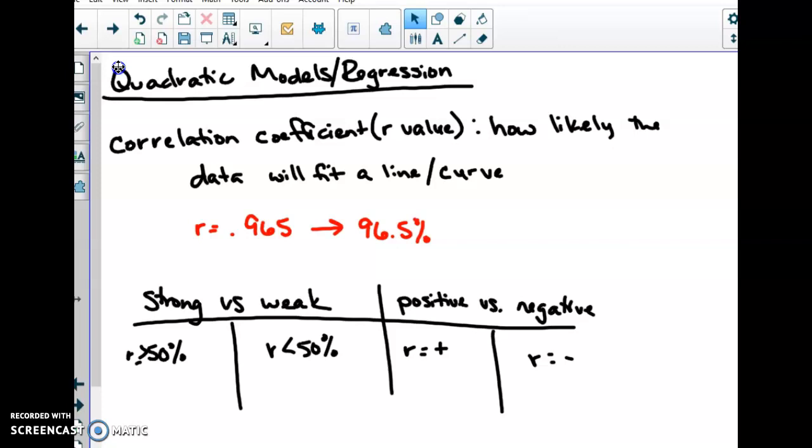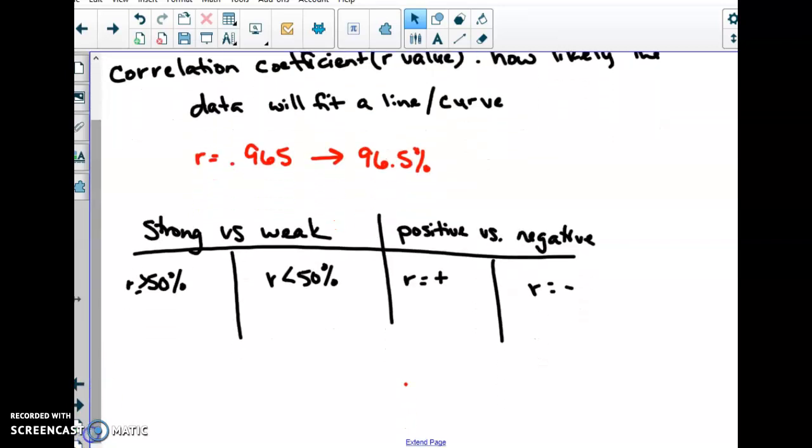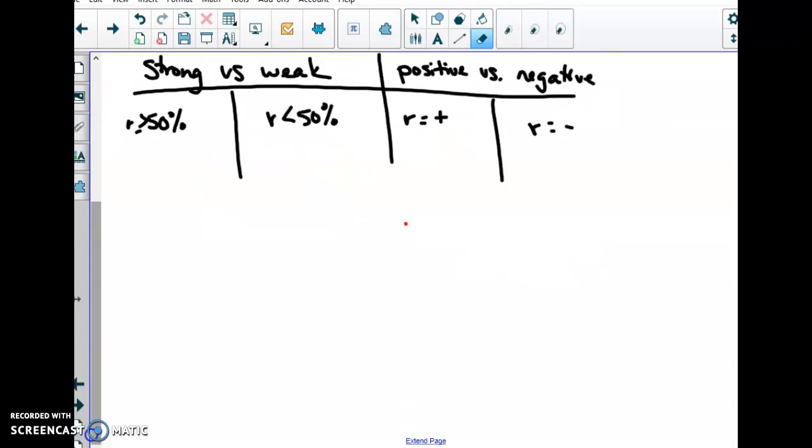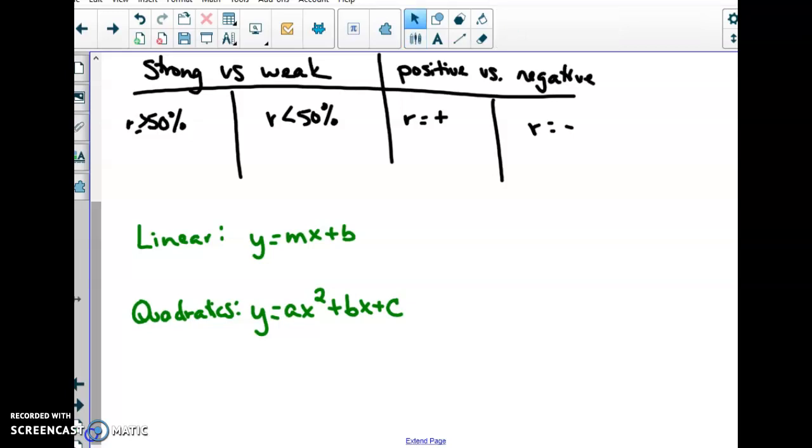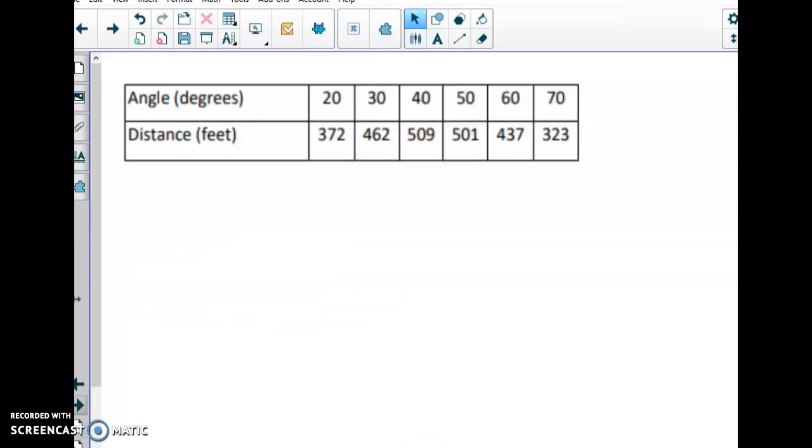The other background information, we have two different types of lines that we've talked about so far. So far, we have talked about a linear, which is in the form of y equals mx plus b. And we've also talked about quadratics, in standard form y equals ax squared plus bx plus c. So this information is going to come in handy when we get to Desmos and we need to type some information in.